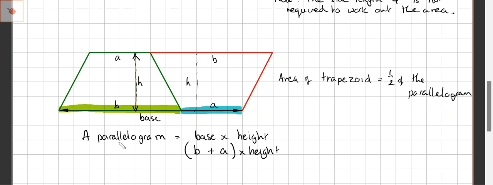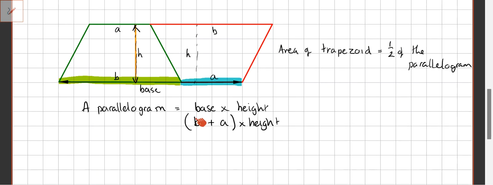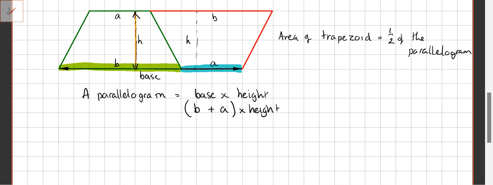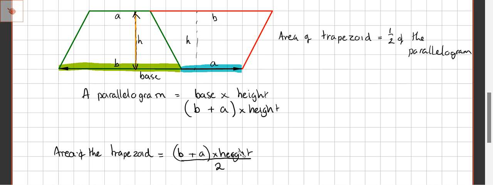Okay, but that is a parallelogram. I only want half of it. So what is the area of the trapezoid? Half of that, yeah? Divided by 2. So we want B plus A, all of that times the height, and divide that by 2. We can see why it's divided by 2, because we only want half of that.